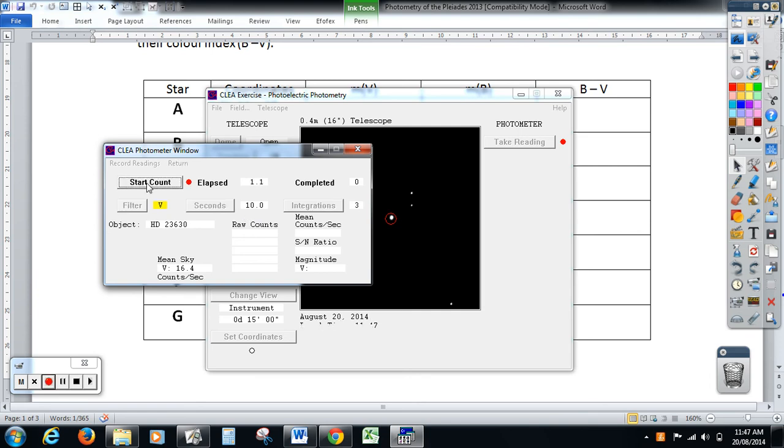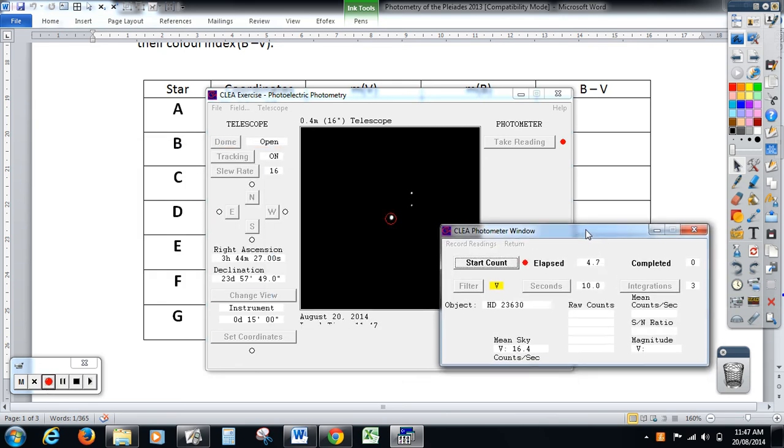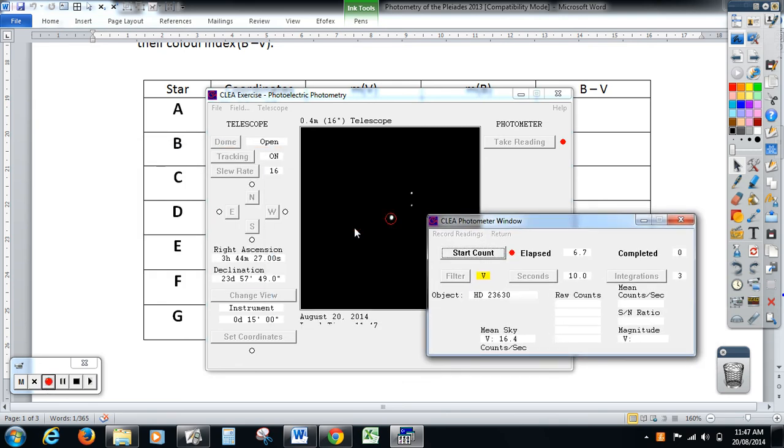So let's start the count, and as it comes in, we'll be able to see. So this is the star that it's counting, and our first reading is about to come in now, and it's calculated at 28 million photons.